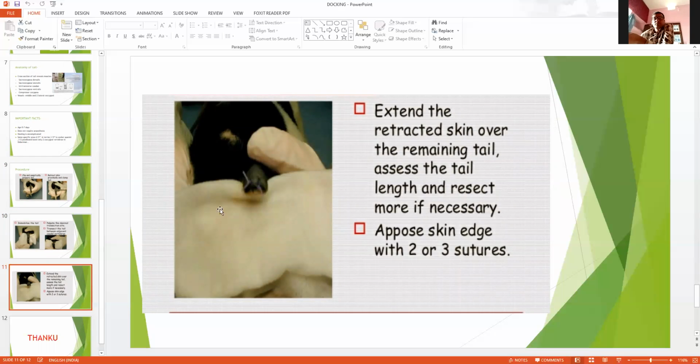Extend the retracted skin over the remaining tail, assess the tail length, and resect more if necessary. If you think some more portion needs to be cut, then you go further. Otherwise, simply putting 1 or 2 interrupted sutures will be sufficient to complete this surgery. This is very easy, but try to avoid this surgery if the animal does not have any type of wound. If a gangrenous tail is there, then you go for this type of surgery.